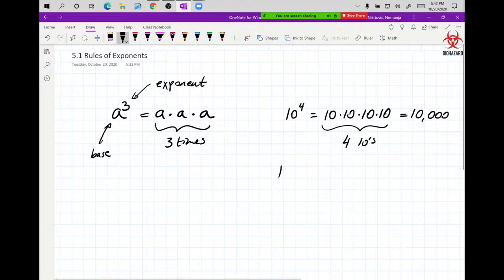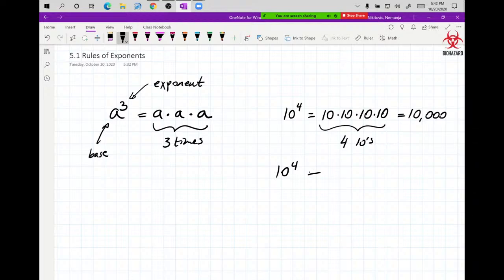Now, as you can see, 10 to the fourth is not the same as 10 times 4, right? 10 to the fourth is 10,000, and 10 times 4 is 40. So do not confuse those two things. Exponents and basic multiplication, they are not the same.